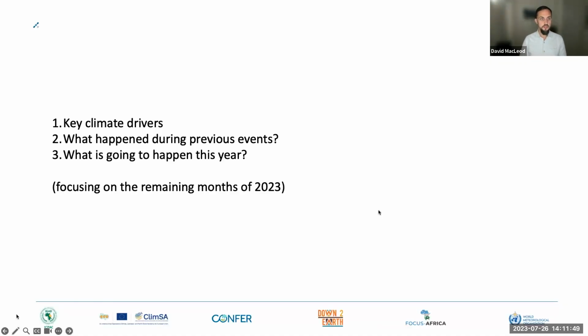So my agenda here is three-part. The first, I want to go over the main drivers, the key drivers of rainfall in the region. And it's useful to illustrate what happened during previous events. So we'll look at some previous events, and then take a step forward to look at how those drivers are evolving this year and what could happen.